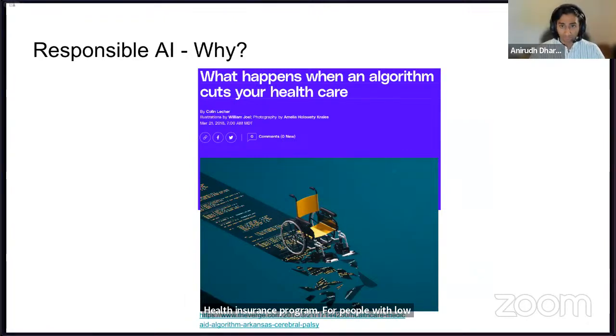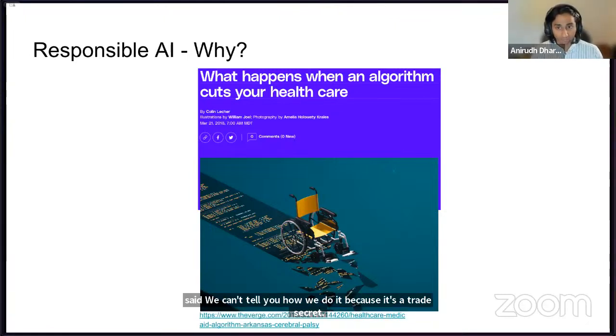As a result of that program, all of a sudden, a 53-year-old woman who has muscular dystrophy, who can't fully take care of herself, had her budget for care cut with no explanation and no way to appeal. This happened to thousands of people, and the state basically said, "We can't tell you how we do it because it's a trade secret." And they gave no underlying causes or transparency in how the model worked.